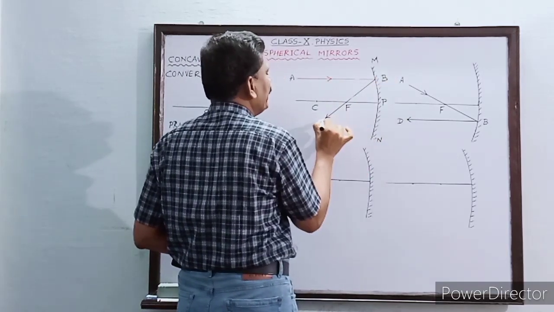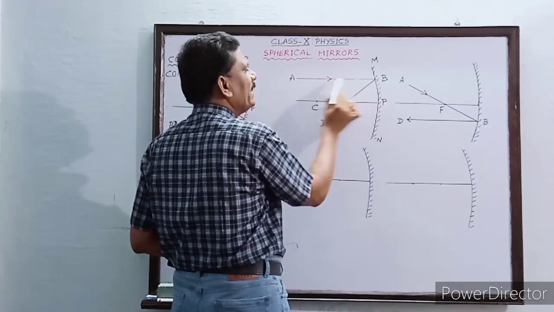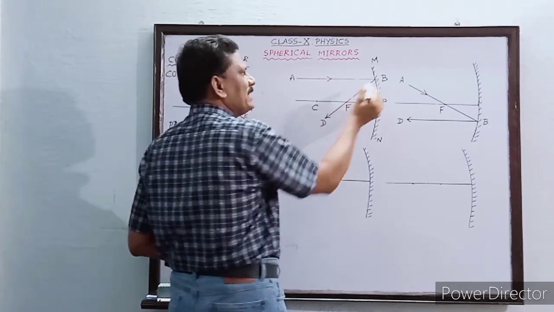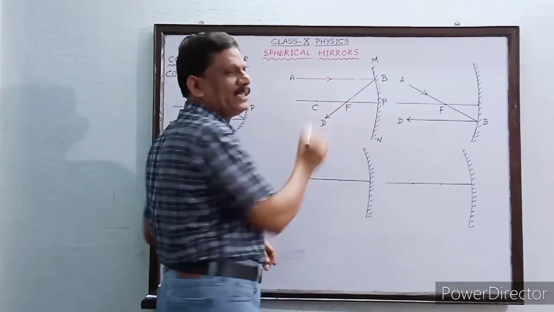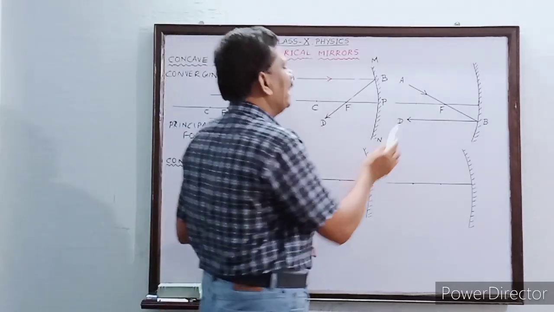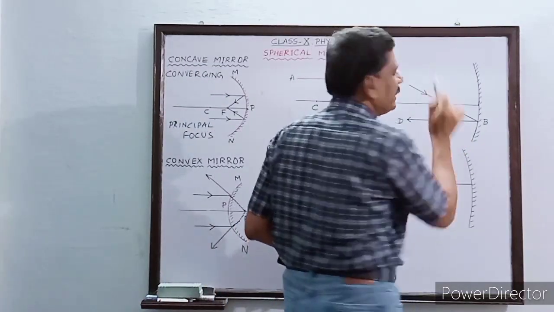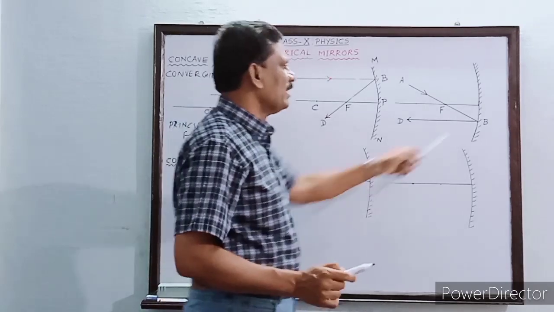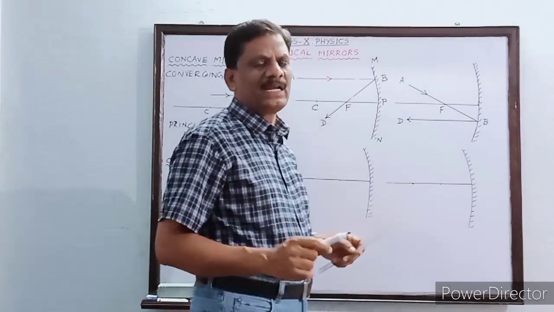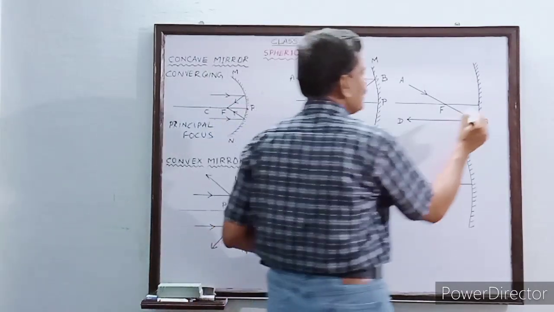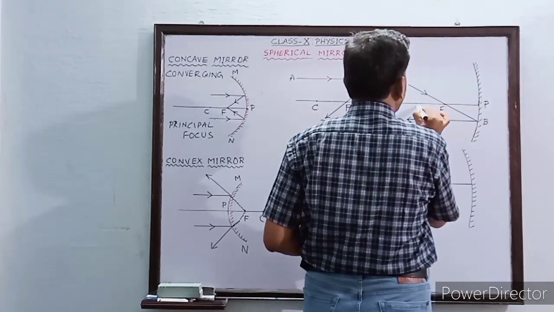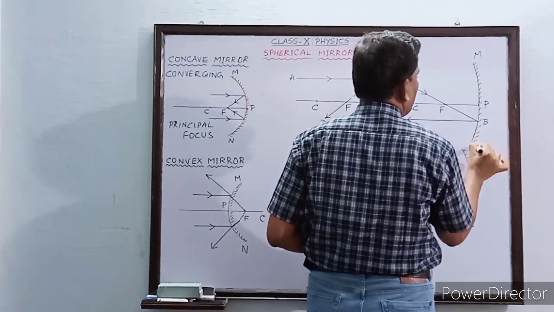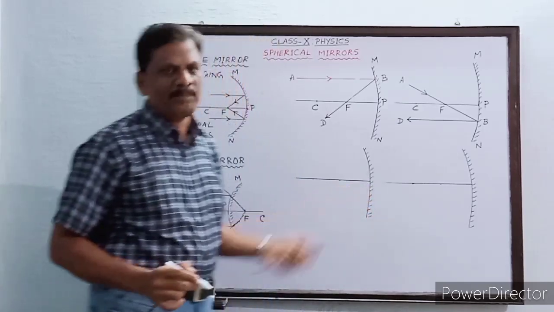A, B, D. So AB is the incident ray traveling parallel to the principal axis, which means BD is the reflected ray passing through the principal focus. And here AB, the incident ray, is passing through the principal focus, which means the reflected ray BD will be parallel to the principal axis. The remaining points are P, C, M and N. Now the picture is complete.